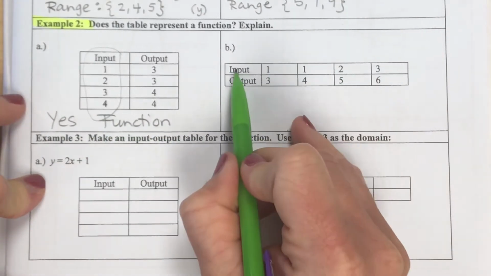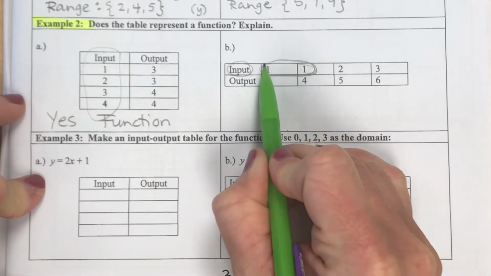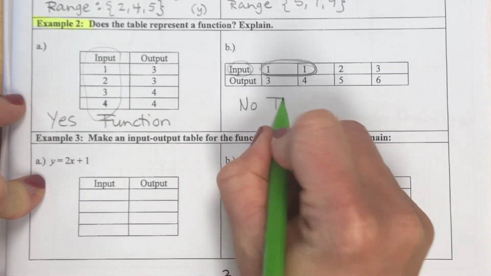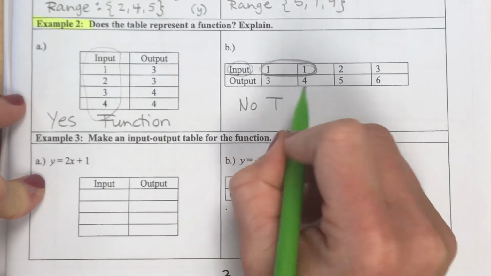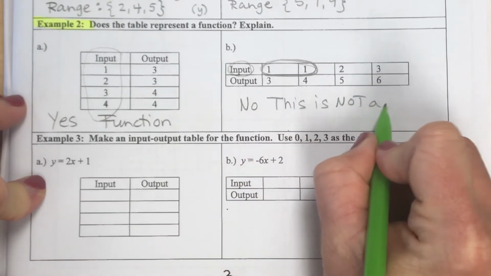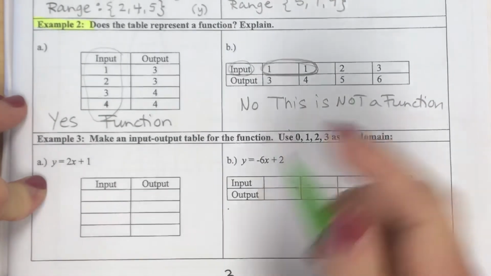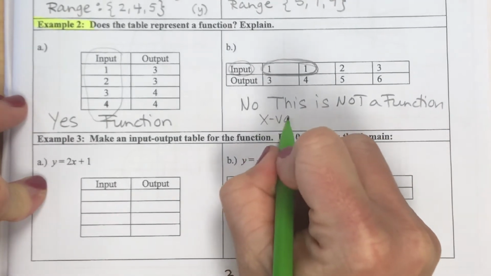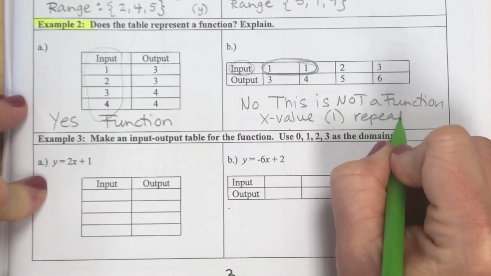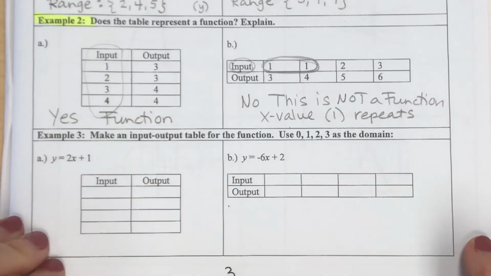Now as I look at my input values here for this table, I notice that there is an input value that repeats, so no, this would not be a function. And the reason why it is not a function is because the x value of 1 repeats. The input gets two different outputs, which is not allowed in a function.